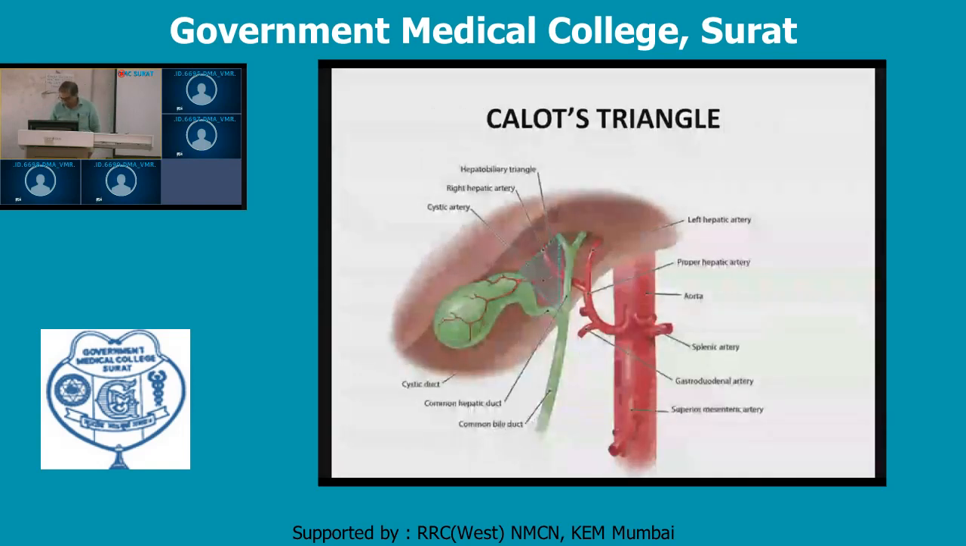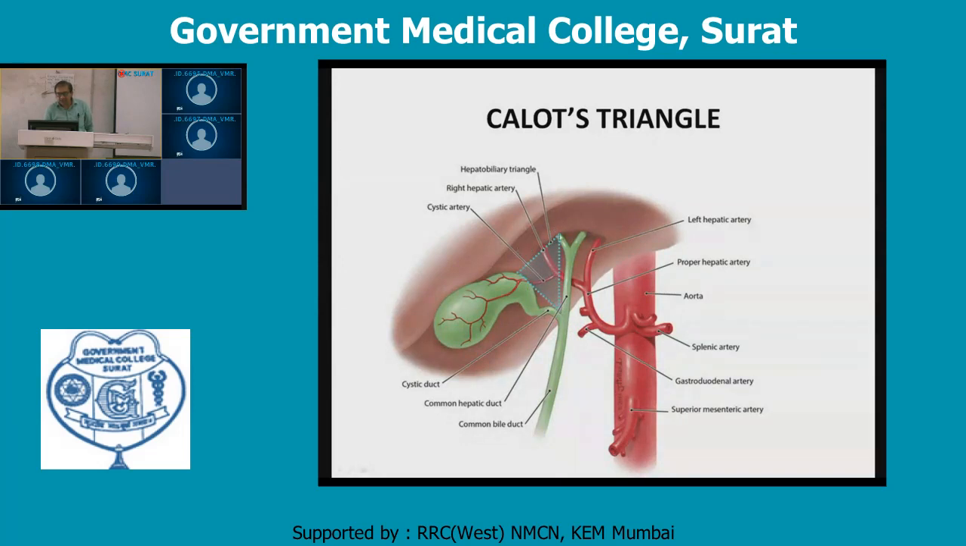Now this is a very important triangle. Surgically, it's a very important triangle in relation to all the ducts we have discussed. It is known as the Kellogg's triangle. Once again recalling, these two are the right and left hepatic ducts. This one is the common hepatic duct. This is the cystic duct, and this is the under surface of the liver.